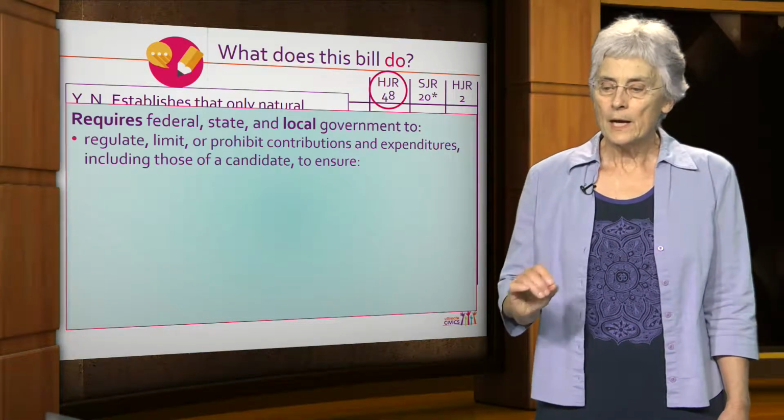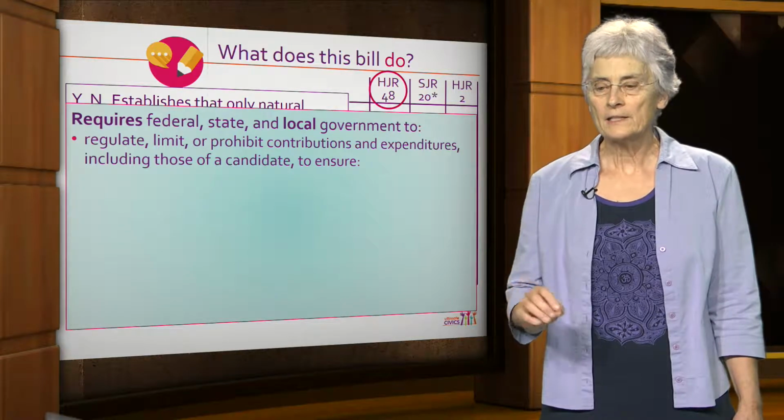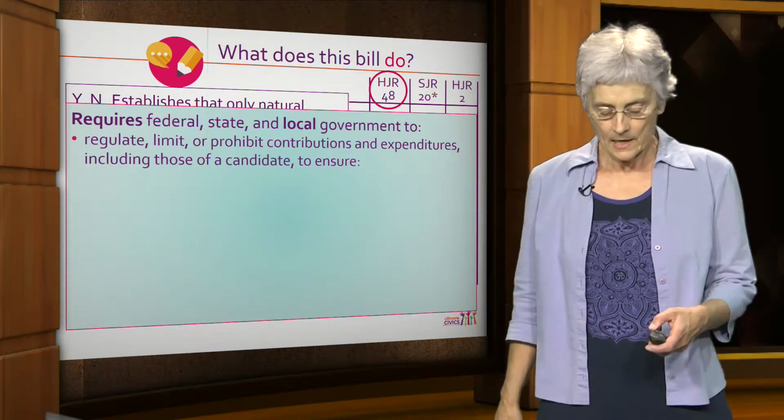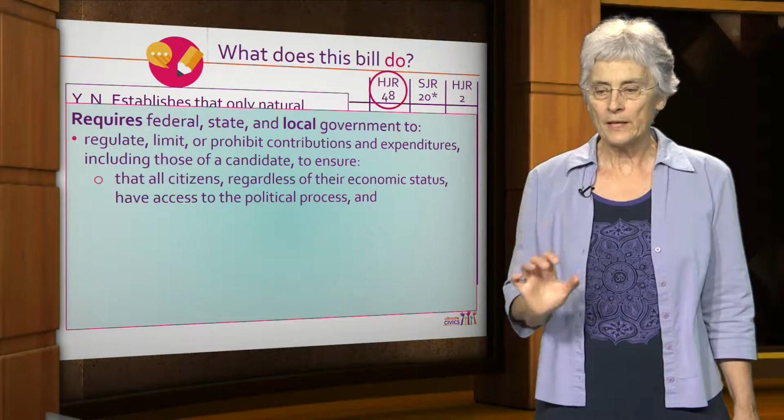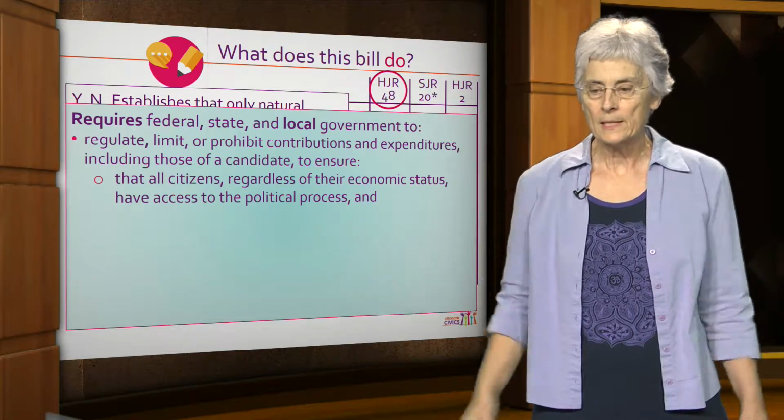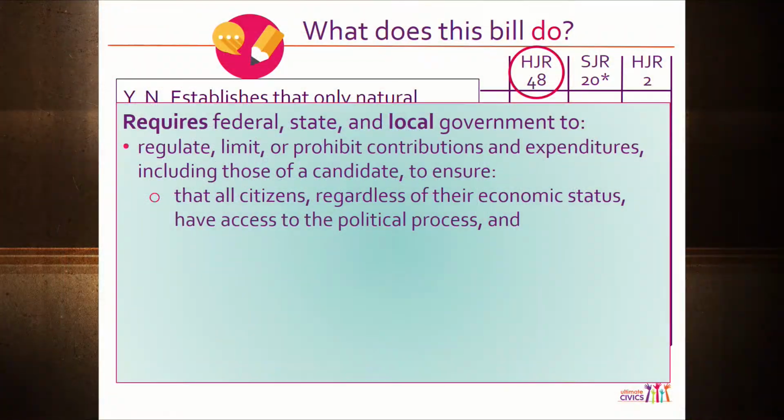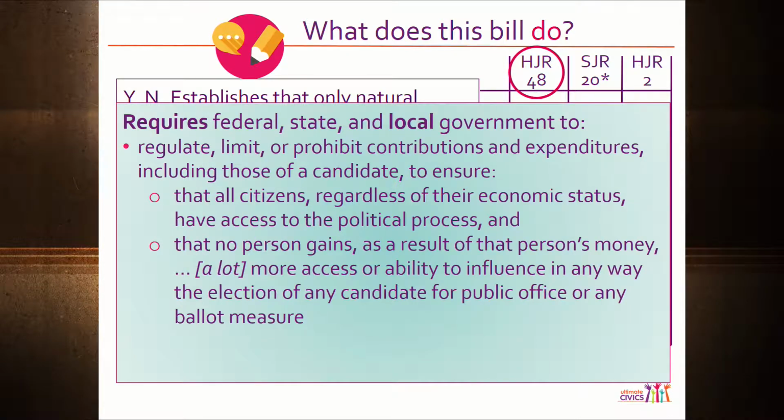So this bill actually goes on and is even more specific. Instead of just saying to regulate, it actually lays out precisely how that regulation should be on a broad basis. It should ensure that all citizens, regardless of their economic status, have access to the political process, and that no person gains as a result of another person's money substantially more access to or ability to influence in any way the election of any candidate for public office or any ballot measure.